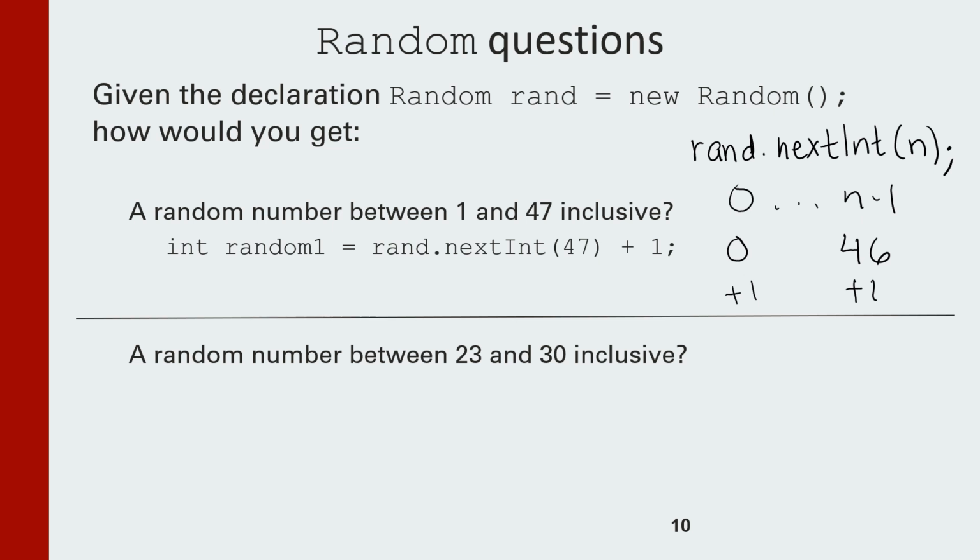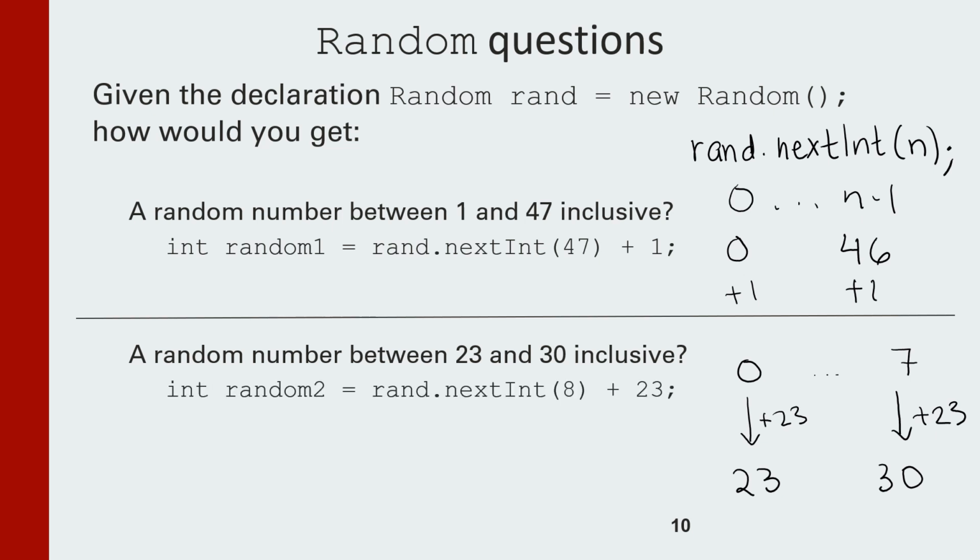Let's do something similar with a random number between 23 and 30 inclusive. So here, what is my range? I know 30 minus 23 is 7. So I probably want 0 to 7, and I'm just going to add 23 each time. That makes sense. This gives me 23, and this gives me 30. So that works out, and since I want to use rand.nextInt, I'm going to have to do rand.nextInt(8) and then add 23 to it.